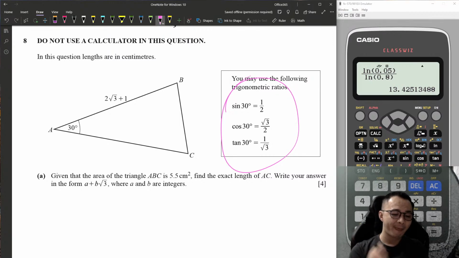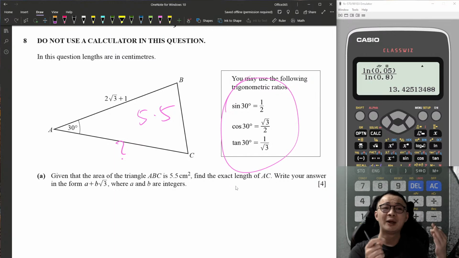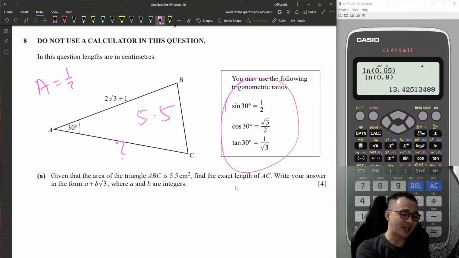Okay, so what we want to do now, given the area of the triangle is 5.5. Nice. They tell us this is 5.5 centimeters squared. Find the exact length of AC. They want to know what is AC here. Write your answer in the form a plus b root 3. Okay, it's solution of triangle with the surd. Okay, so we know the area of the triangle is half ab sine C, isn't it?